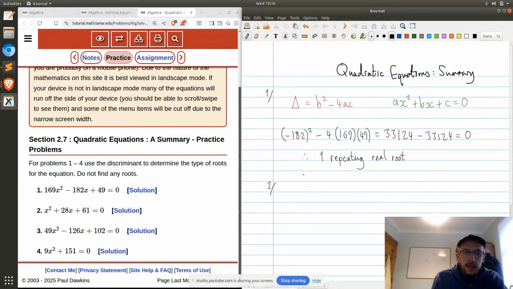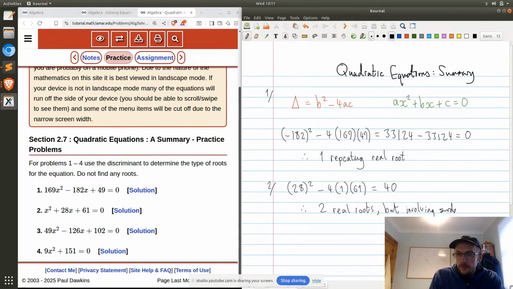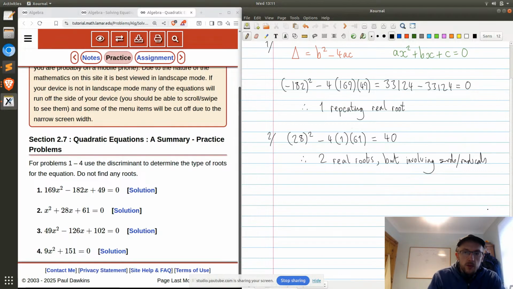And now to this one. B squared minus 4 times 1 times 61. 28 squared is 784. 4 times 61 is 244. Subtract, and you get 40. Therefore, two real roots, which are not integers, but involving surds or radicals. That sounds good. Because 40 is not a perfect square.